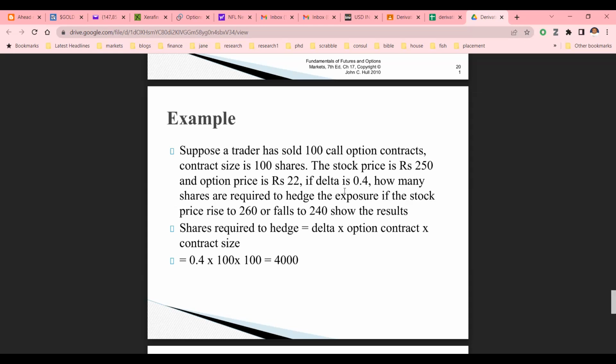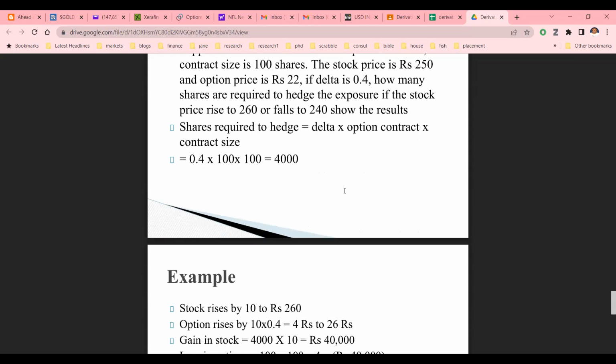So delta neutral strategy is nice because you can always optimize, position yourself and balance your portfolio. So if delta is 0.4, how many shares do you require to hedge if you want to do a delta neutral strategy? So delta into option contract into contract size would be your number of shares to hedge. Okay. Then, so how does this benefit us?